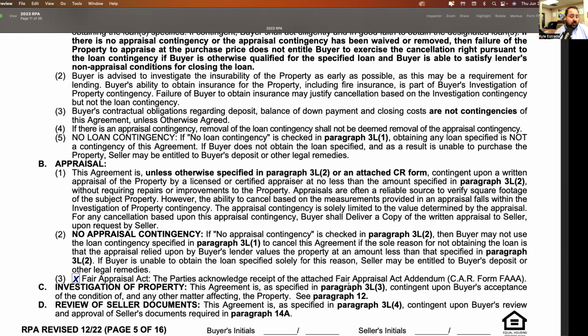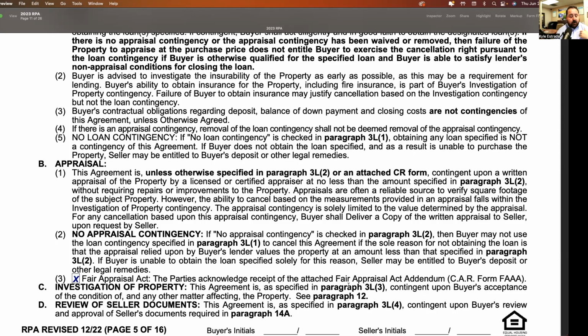So if the value still comes in, even though the appraiser thinks that the square footage is less, then your appraisal contingency will not protect you for that. Okay. The other thing is if it doesn't appraise and you use your appraisal contingency to cancel, you're required to give a copy of your appraisal to the seller. Okay, so you can't say, no, you don't get it.